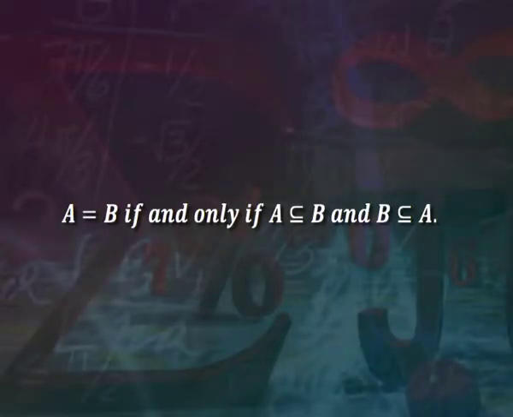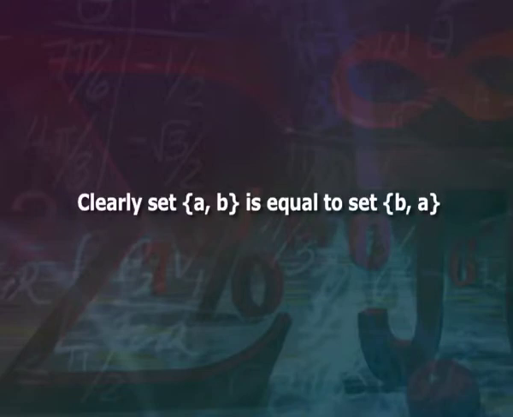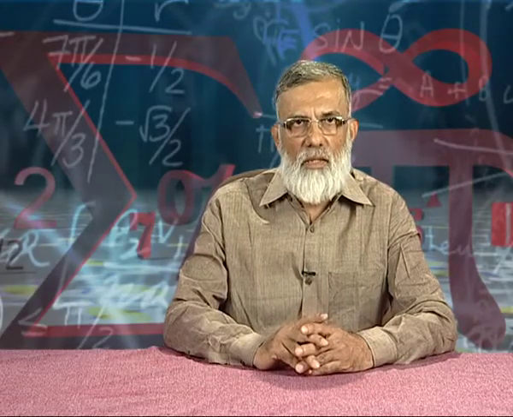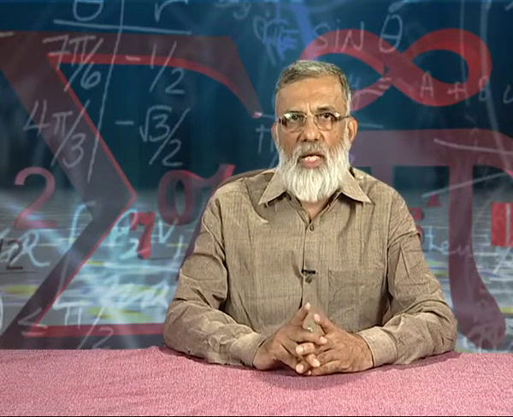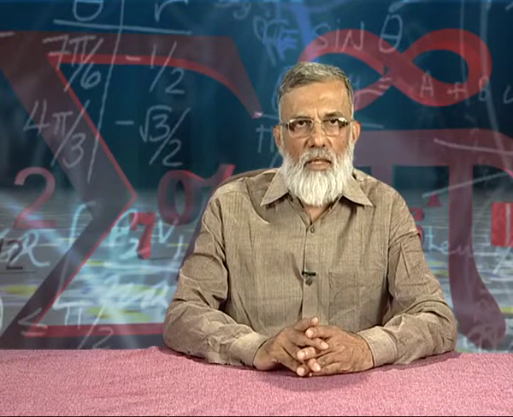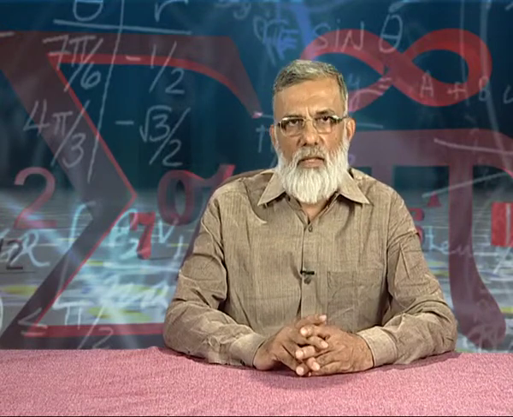Thus, A is equal to B if and only if A is a subset of B and B is a subset of A. Clearly, the set consisting of elements A and B is equal to the set consisting of elements B and A, as each is a subset of the other. This means that the order in which the elements are written in a set is immaterial.